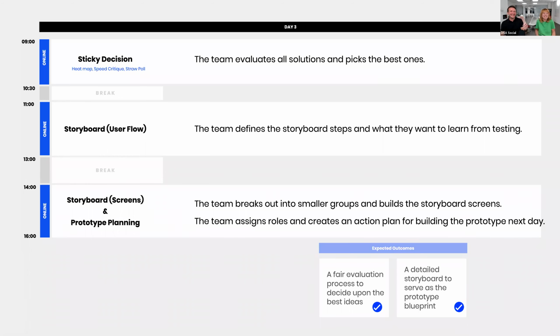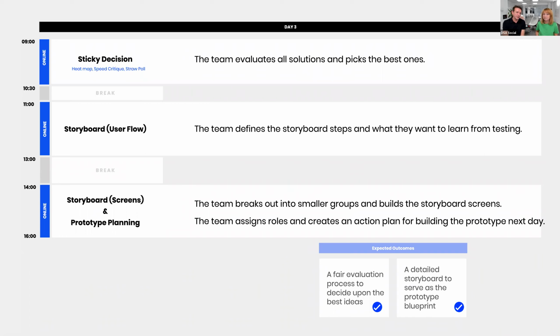Anyway, so we're starting the day with evaluating all of the solutions, voting, discussing them. Generally, this process goes really well online, and we can keep it on time quite easily. And then we end by voting. And then we have 2 storyboarding sessions.